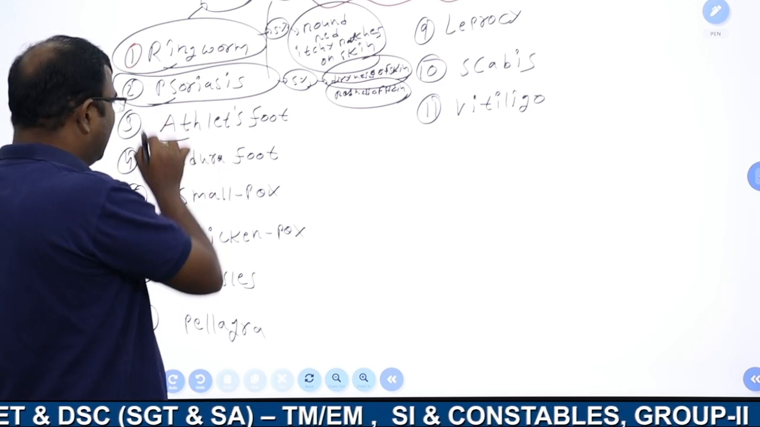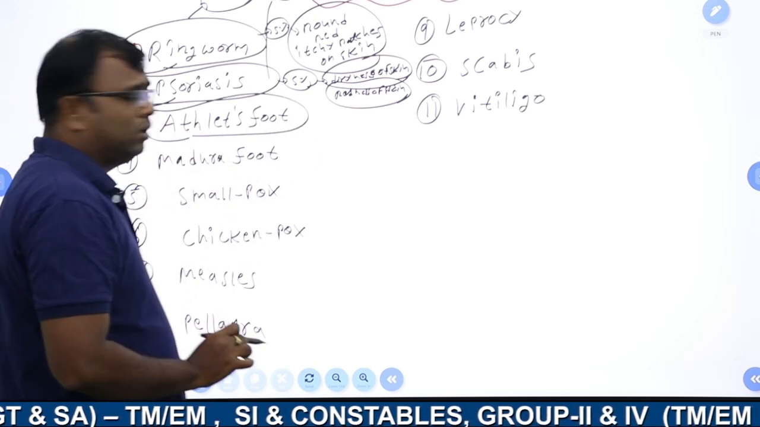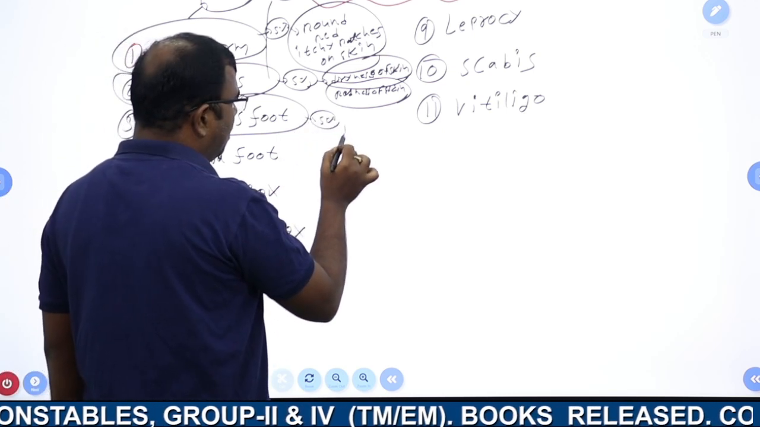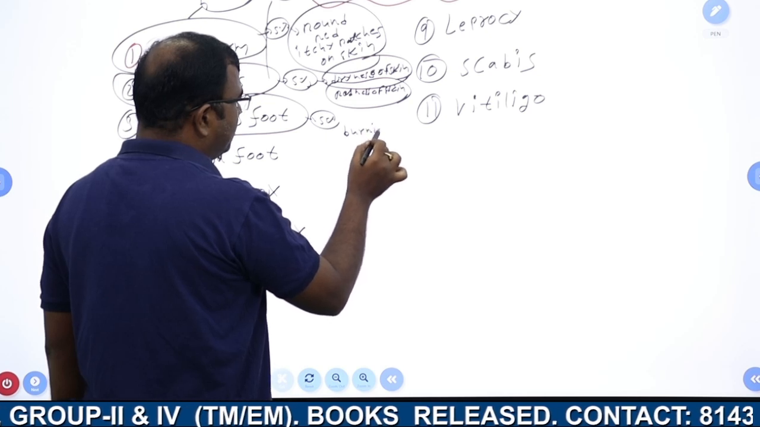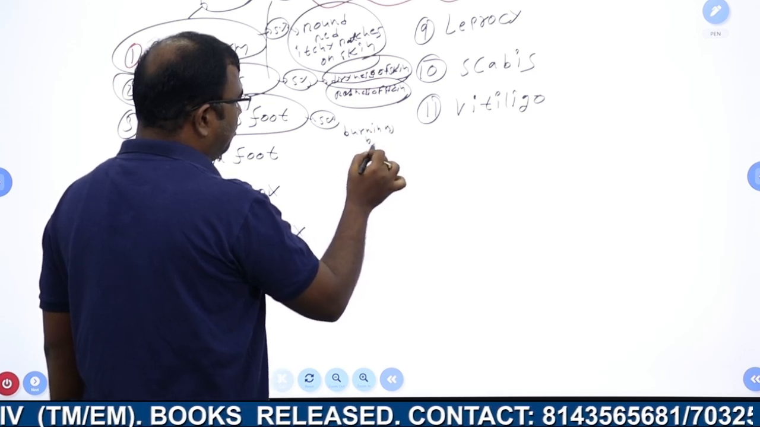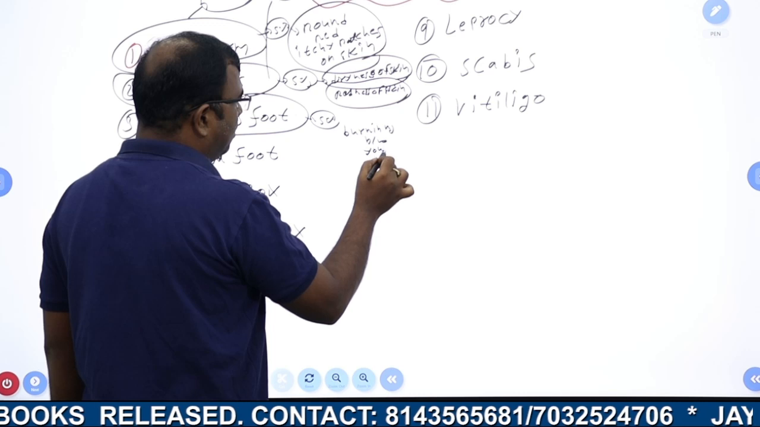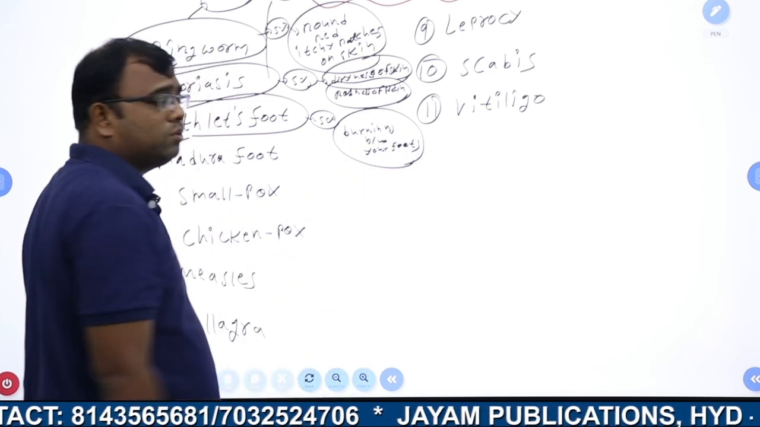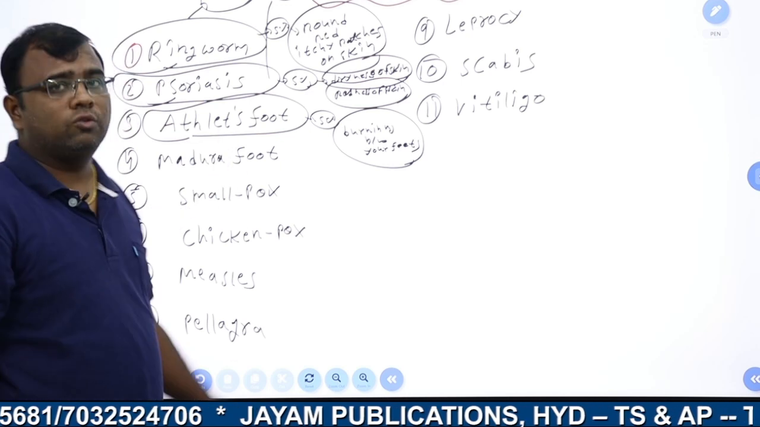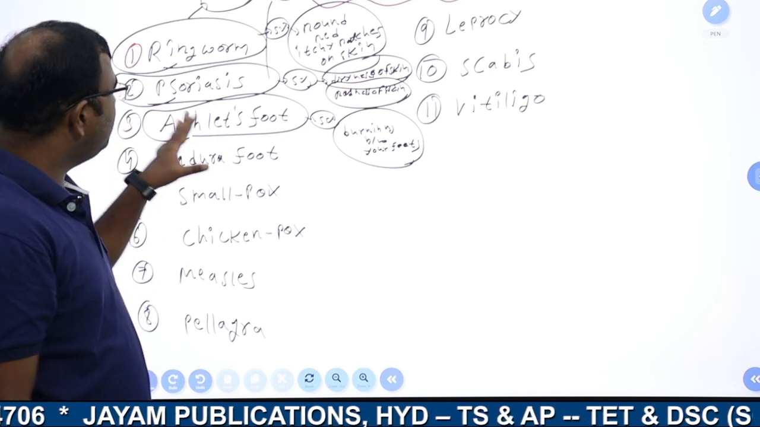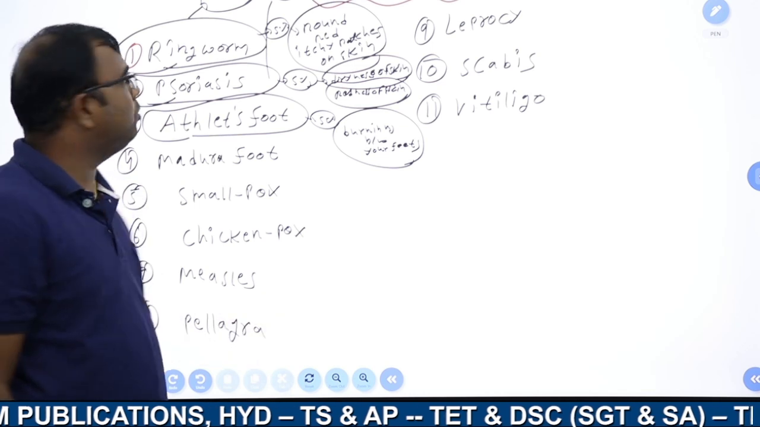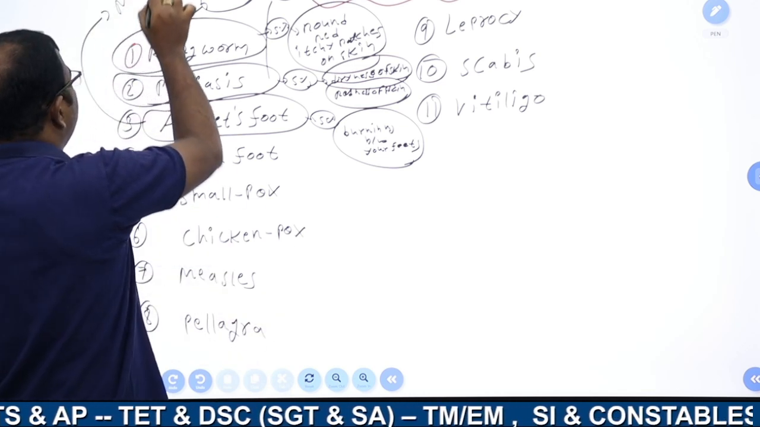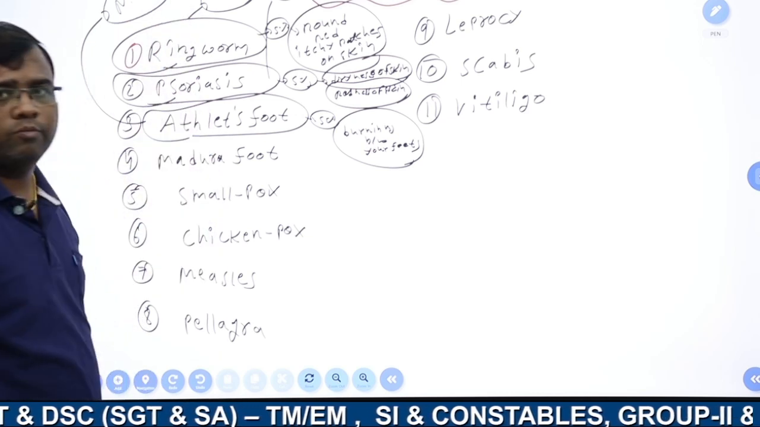Next, athlete's foot. The symptom of athlete's foot is burning between your feet. Is athlete's foot a communicable disease or not? Athlete's foot is also not a communicable disease.